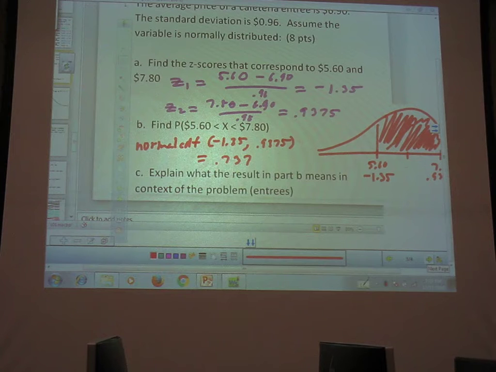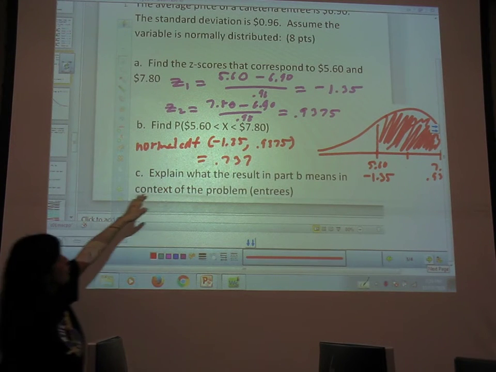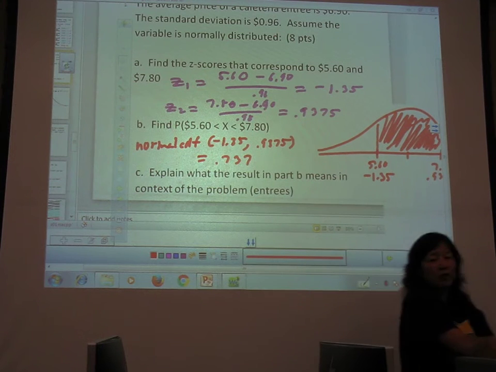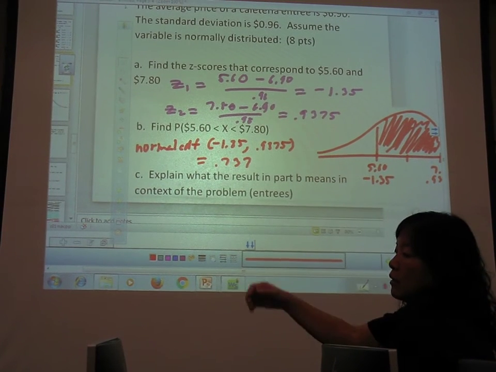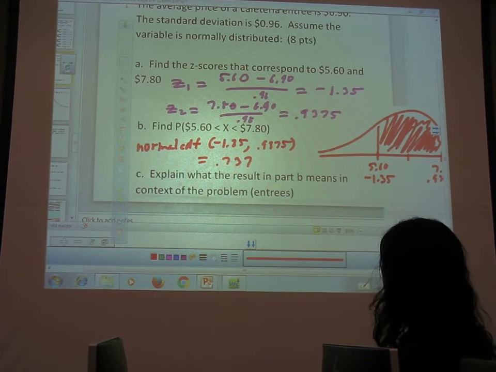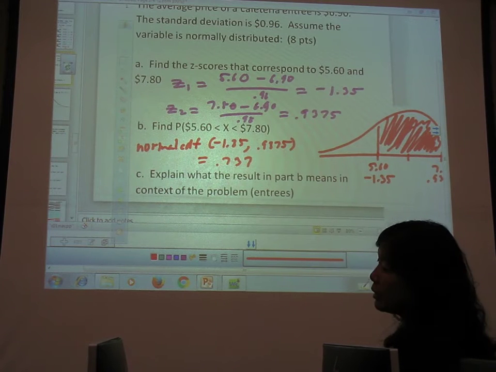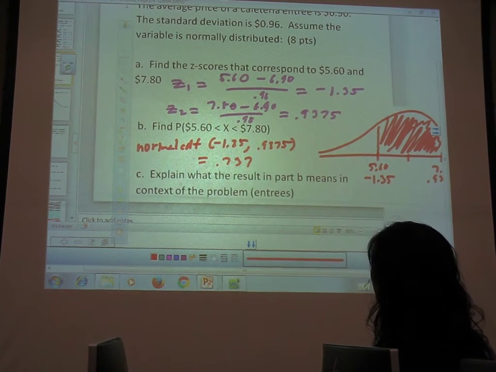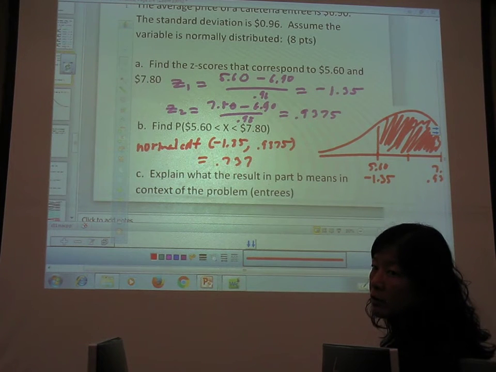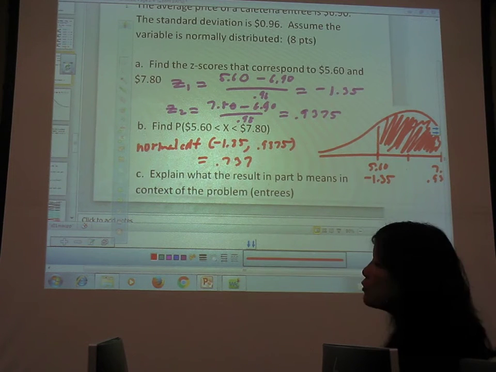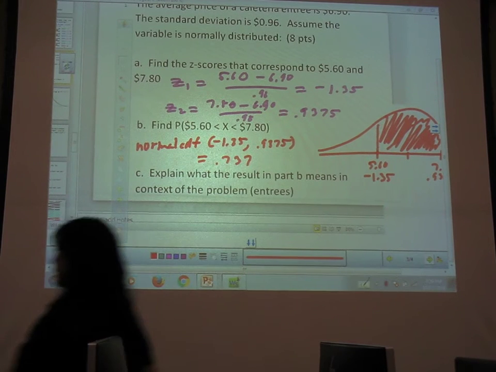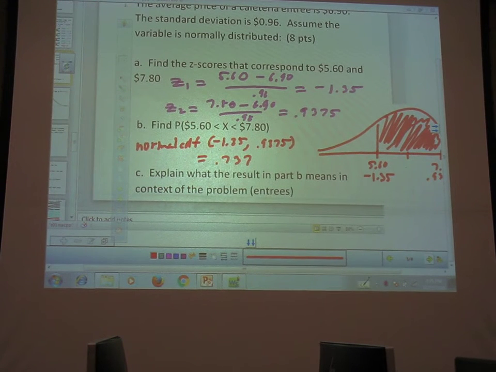What does this mean in context of the problem? In context of entrees, what does 0.737 mean? There is a 73.7% chance that you pick an entree and it'll cost between 560 and 780. What's another way of putting it? 73.7% of entrees cost between 560 and 780. Yep, those are the two ways of doing it. Good. So the probability that you pick an entree and it'll be between those is that, or 73.7% of them are between that. Good. All right.